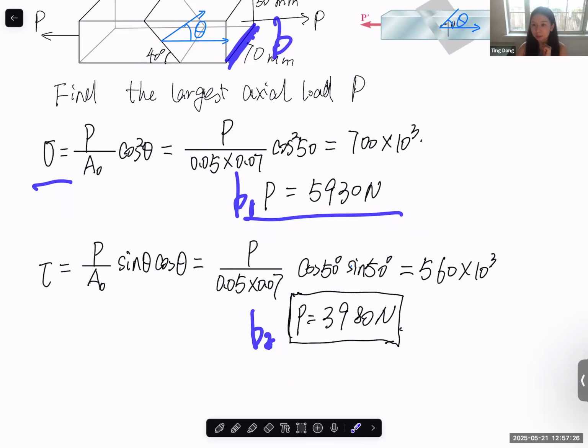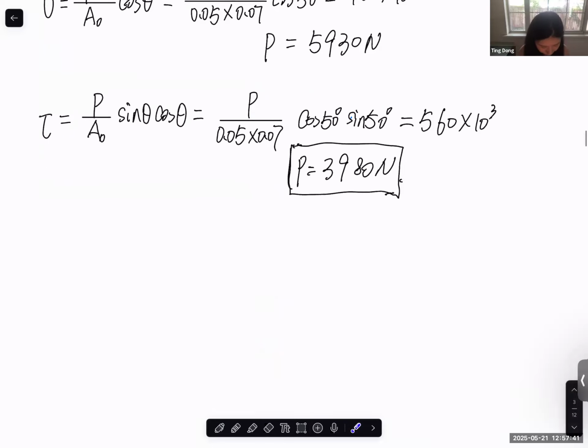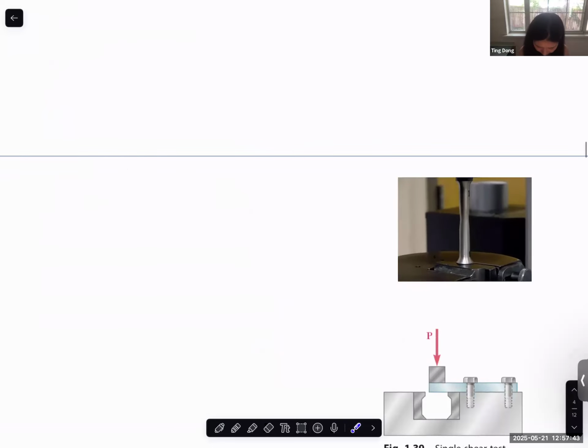Make sense or not? Okay, any other question? If no question, I guess you guys are fine with this one. Let's move on to a new topic, safety factor.